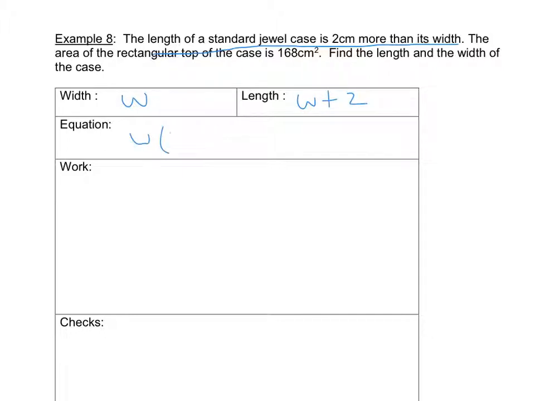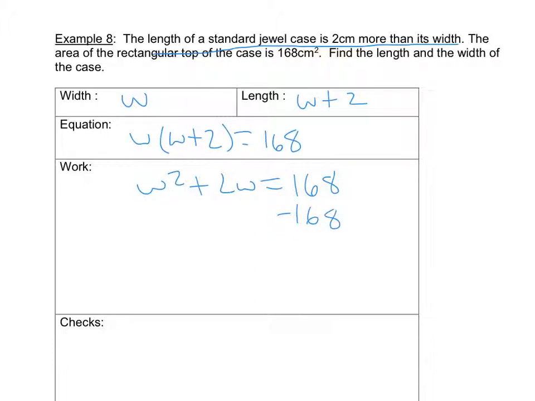And you have W times W plus 2 equals the 168. So you get W squared plus 2W equals 168. Now remember, we got to get equal to 0. So subtract the 168. So you get W squared plus 2W minus 168 equals 0. So now we have to figure out what multiplies to negative 168 and adds to 2.